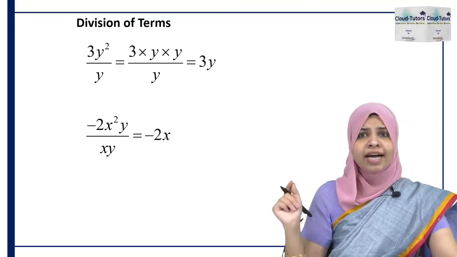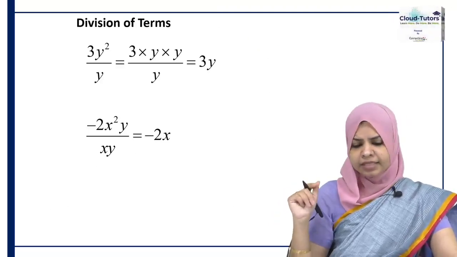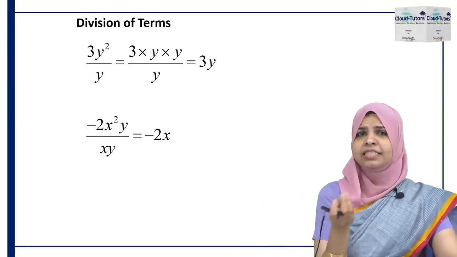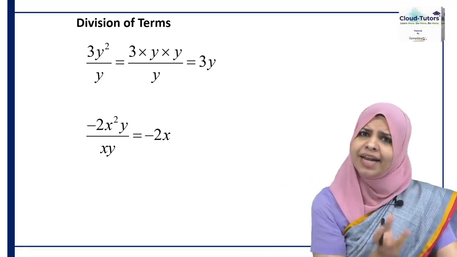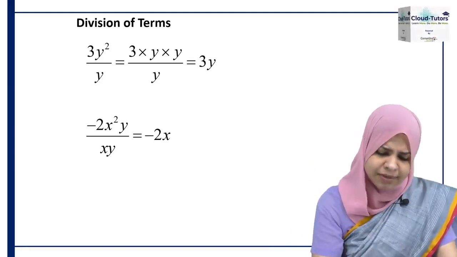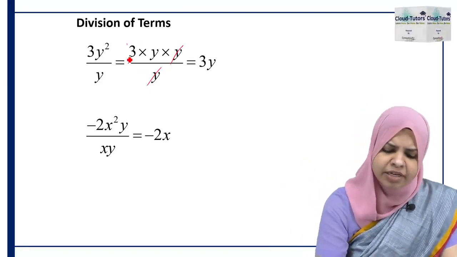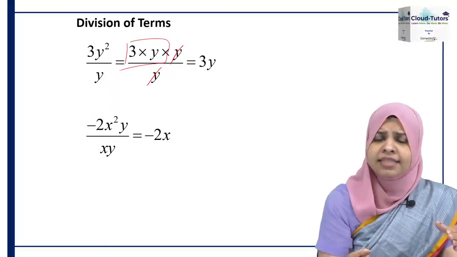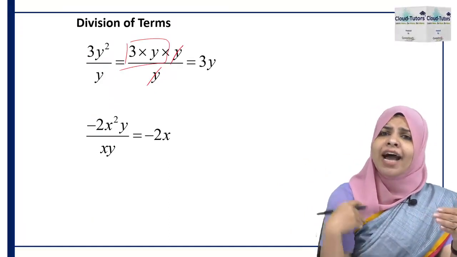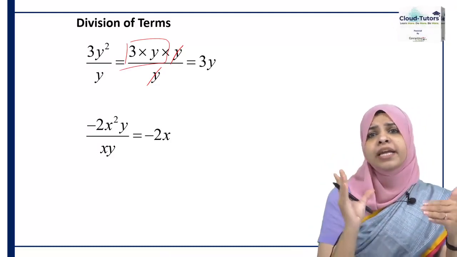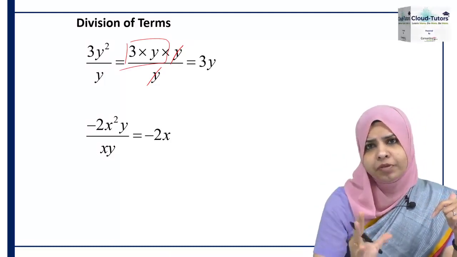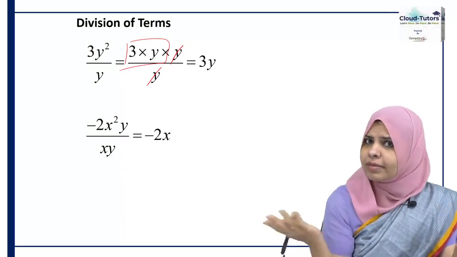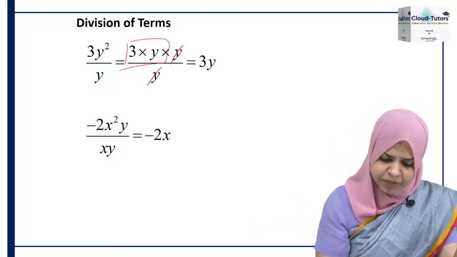3y square divided by y. So simple expression, right? We can simplify this very easily. I don't have to divide it at all here, right? So let's do it. So y and y cancel. So what remains? 3y. Or I can either use the word cancel, or I can say divide the numerator and denominator with y. What happens? Y divided by y is nothing but 1.